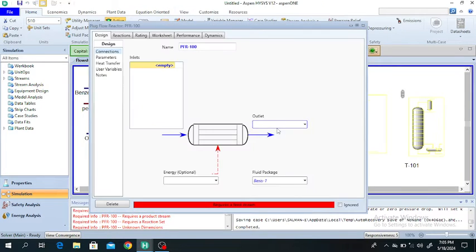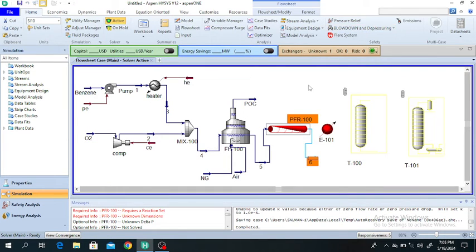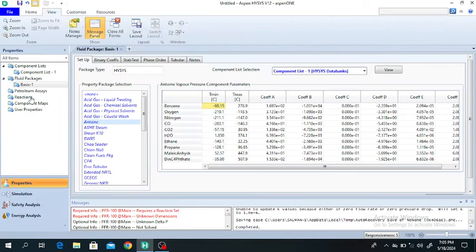Now stream number 5 will enter a packed bed reactor. The outlet is stream number 6. It shows it requires energy, it requires a reaction set. So we have not defined the reaction. The main reaction is the partial oxidation of benzene to produce maleic anhydride, water and carbon dioxide. So we will go to the properties and define our reaction.